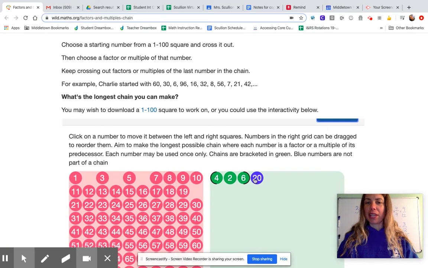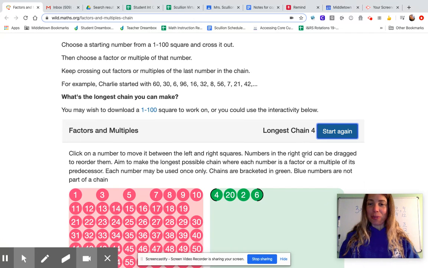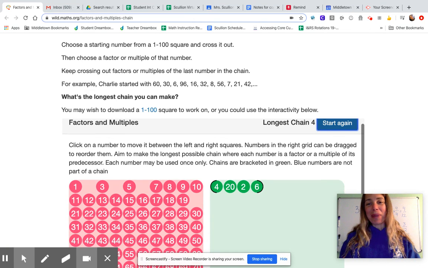So you can see here that it's still blue. That means it's not part of the chain. So I'm going to move this and put it right here. Now it's part of my chain because 20 is a multiple of 4. They're attached. I could actually even put this 20 in between the 4 and the 2 because 2 is a factor of 20 and 4 is a factor of 20. So the object of the game is to get the longest chain you possibly can. Right now my chain is 4.